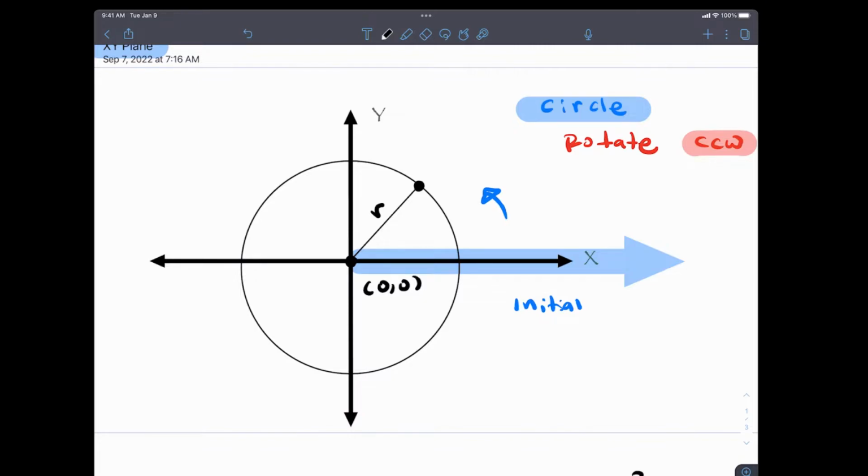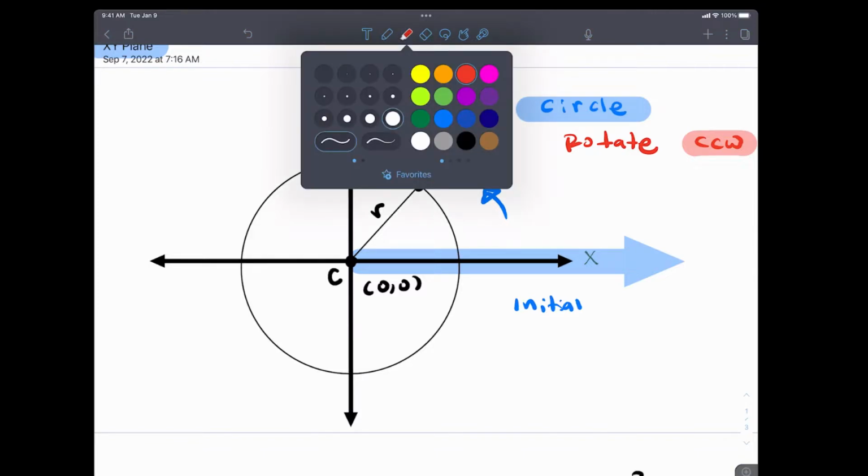So every circle has a center. Sometimes they put C for center. Because this is coordinates, it's a plane, we have an address, 0, 0. So every circle has a radius. That's the distance from the center to the what? To the edge of the circle. So thank you for that information.